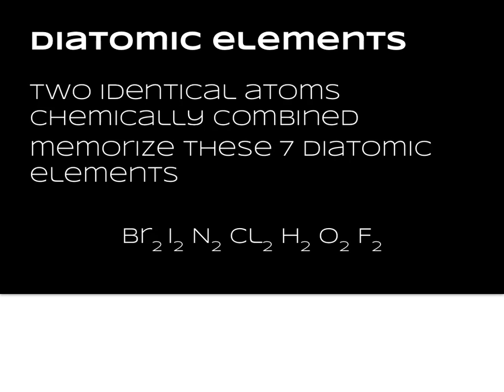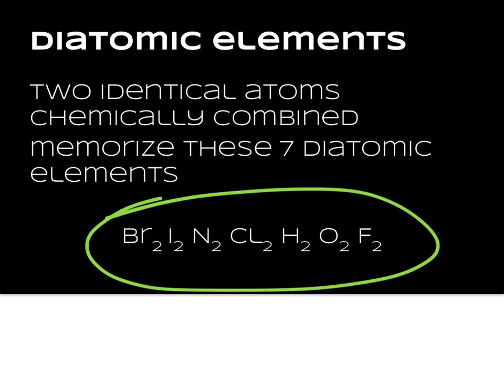Okay, the last thing we need to talk about is something called a diatomic element. Diatomic elements are when two identical atoms are chemically combined or bonded together. There are 7 diatomic elements, and you must commit these to memory. We use the acronym Brinkelhoff so that we can remember them. Bromine, iodine, nitrogen, chlorine, hydrogen, oxygen, and fluorine. Brinkelhoff.